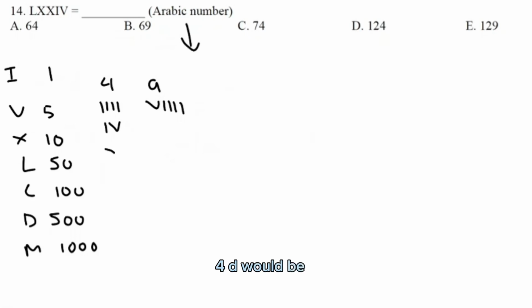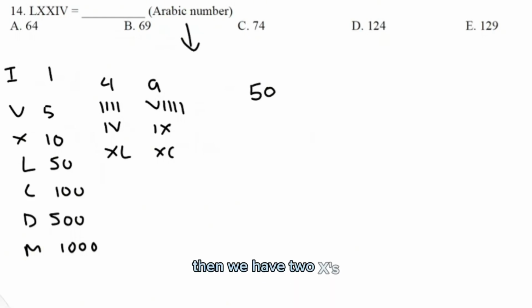40 would be XL because it's 10 before 50. Same thing with 9. 9 would be IX because it's 1 before 10. And 90 would be XC because it's 10 before 100. Alright, knowing this, we can solve our problem. So we have L. L is 50.